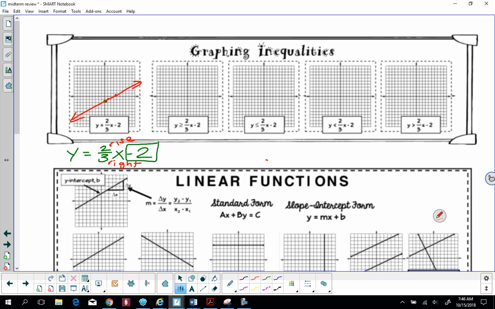So you plot the y-intercept. You go up 2 over 3. If it was negative, you would go down 2 over 3.